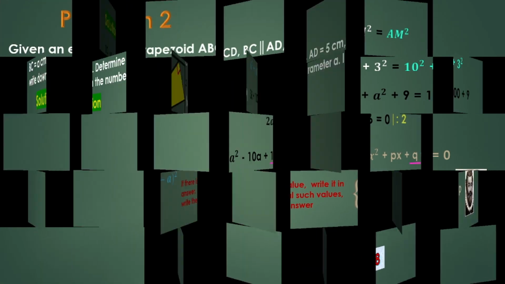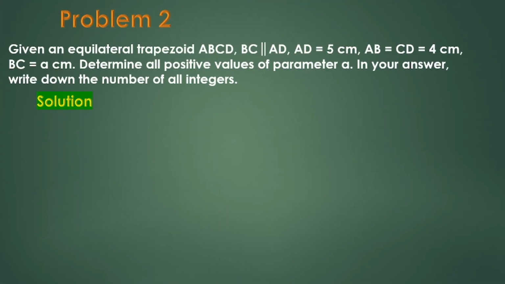Problem 2. Given an isosceles trapezoid ABCD, BC parallel to AD, AD equals 5 centimeters, AB equals CD equals 4 centimeters, BC equals A centimeters. Determine all positive values of parameter A. In your answer, write down the number of all integers.